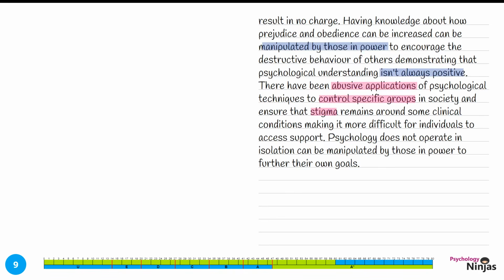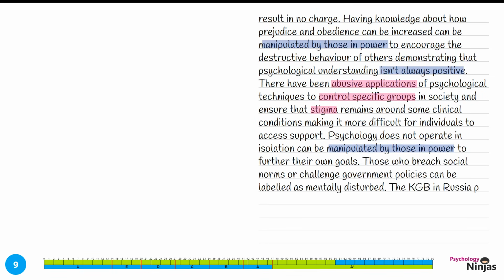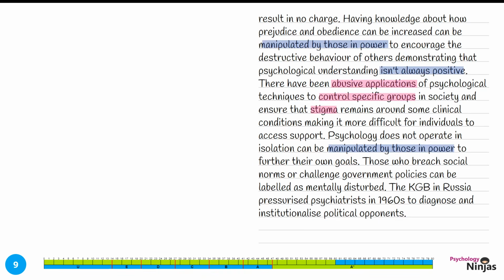We're linking this in a little bit to social control and how this manipulation of our knowledge could have negative connotations. There's lots of different examples you can use here, but we've actually stuck with clinical psychology for this one. Those who breach social norms or challenge government policies can be labelled as mentally disturbed. The KGB in Russia pressurised psychiatrists in the 1960s to diagnose and institutionalise political opponents. We've clearly discussed the impact of this in terms of those who breach social norms. Again, we've talked about a specific example to illustrate our psychological knowledge.